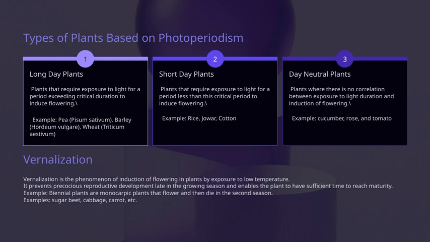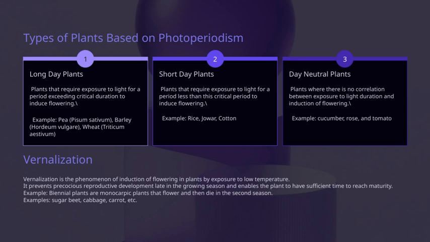Now, let's take a closer look at some interesting examples of plant responses to light and temperature. For instance, plants like cucumber, rose, and tomato are what we call day-neutral plants. This means that their flowering isn't really influenced by how long the day is or the amount of light they receive. They essentially flower regardless of the light duration, which makes them quite adaptable.